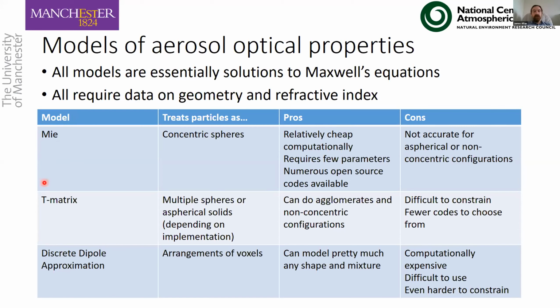So a more complex version is T-matrix. This is also in use by various parts of the community. It's slightly more advanced in that you can use it to make arbitrary assemblages of spheres or even non-spherical shapes, depending on which configuration you're using. But unfortunately, you need to feed more information into that to get an answer. And then at the bottom there, I've put the discrete dipole approximation, which you can feed pretty much any geometry you want, but whether you get a sensible answer or not is another matter. This one obviously requires a lot more data and is hard to constrain, and is quite specialist and difficult to use.